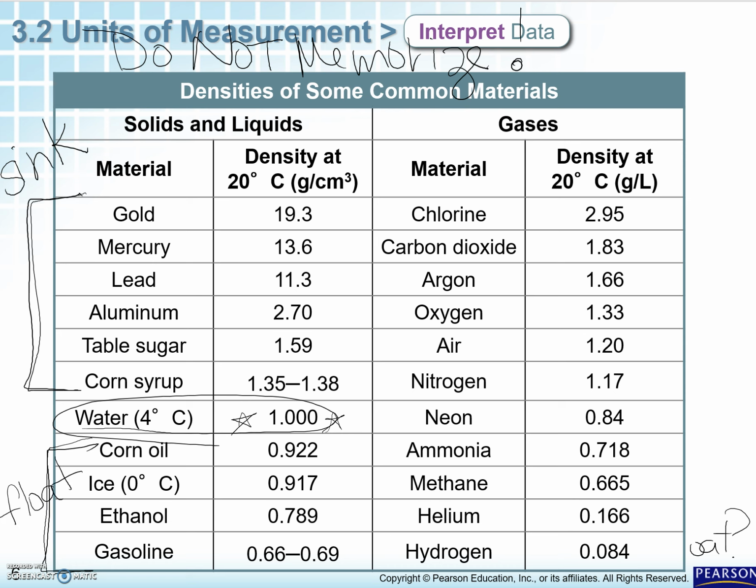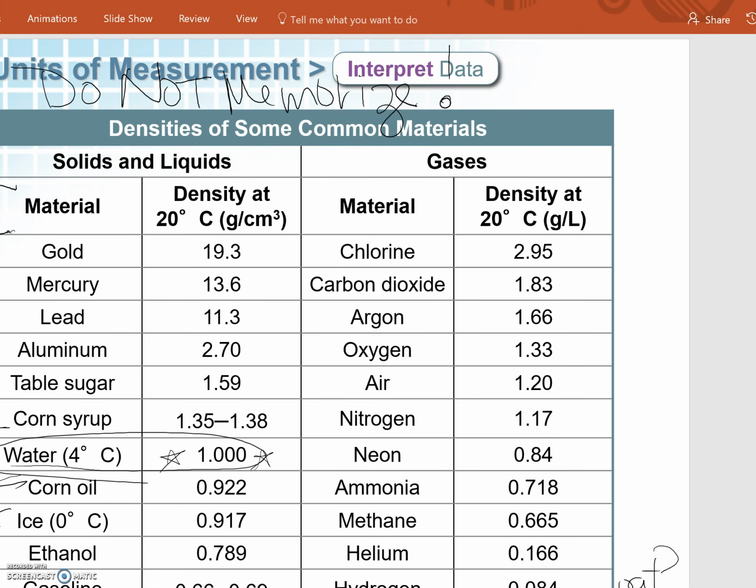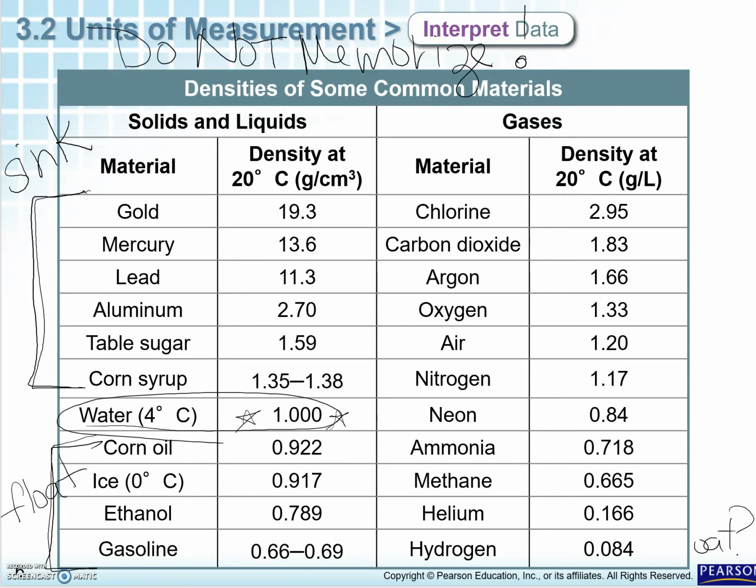So you should definitely understand what is going to sink and what is going to float. Make sure you understand that sinking things are going to be more dense, whereas floating things are less dense. I'd write that down right now. Go ahead and take a second to pause the video.